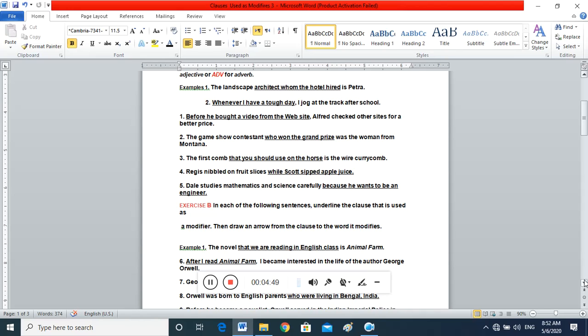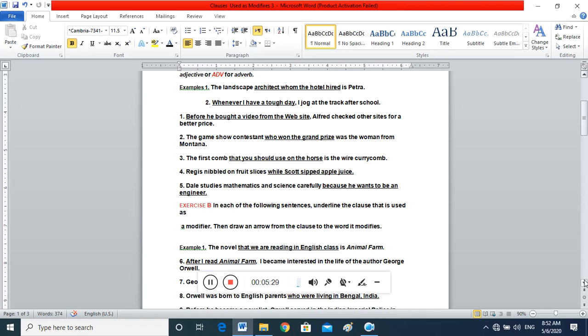Number 3. The first command that you should use on the horse is the wire curriculum. We have a clause that you should use on the horse. It describes what? A noun. The word command. Yes, so it acts as an adjective.